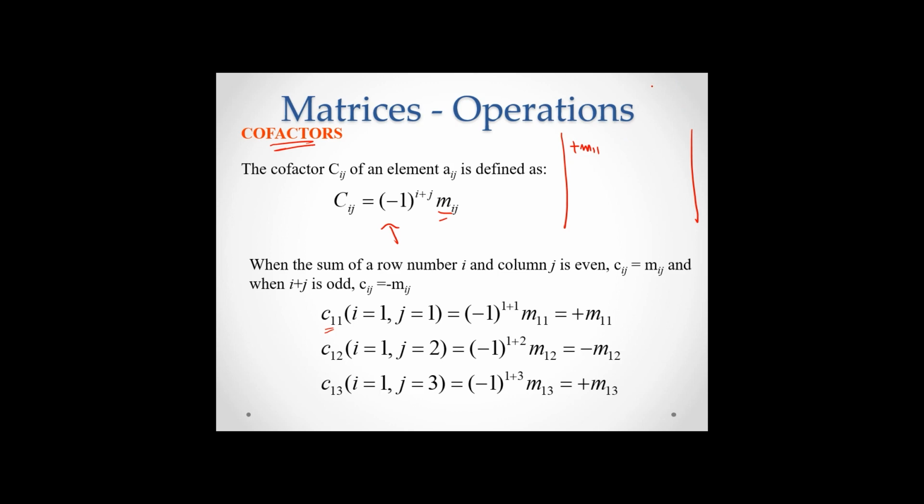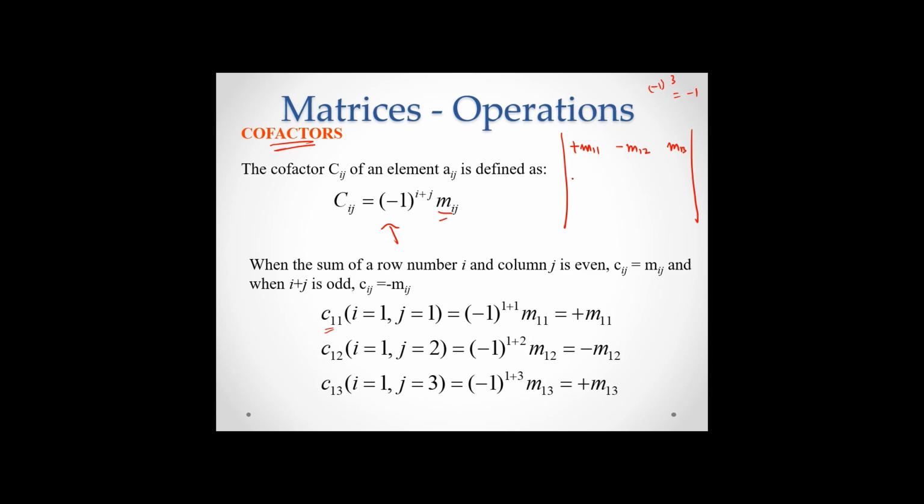So -1 to the power 3 is what? -1. So this will give me minus M12. If I proceed, the third number is M13. So -1 to the power 1 plus 3, that is -1 to the power 4, the sign will be positive.